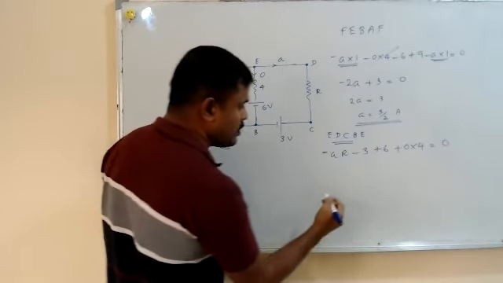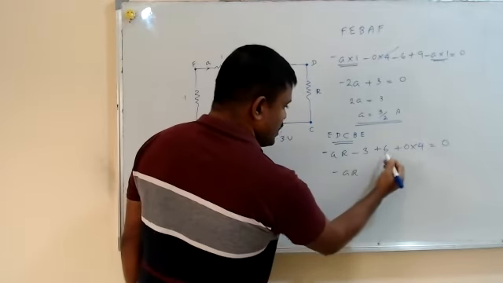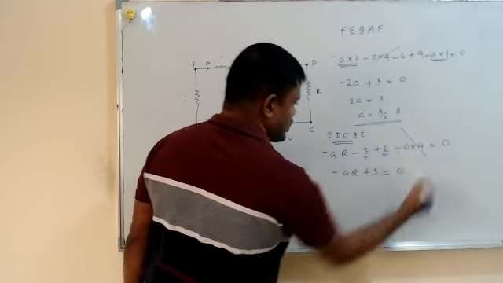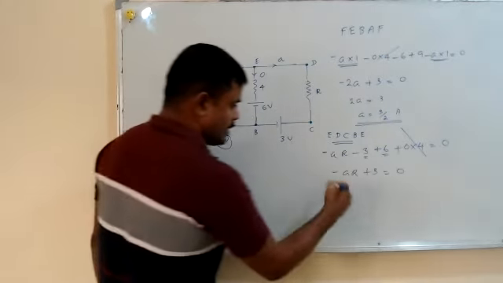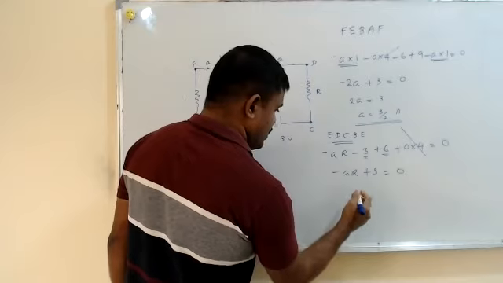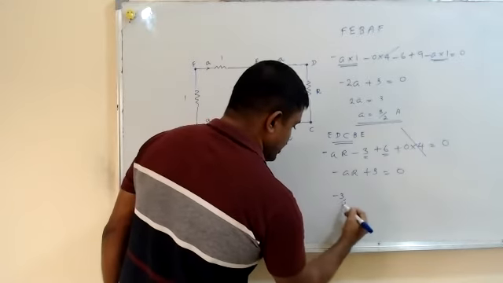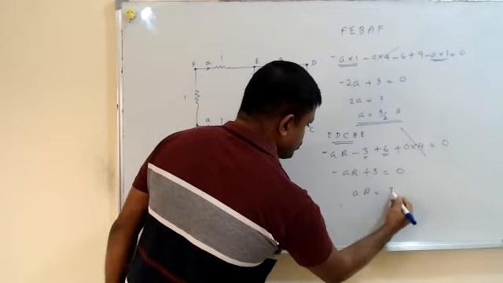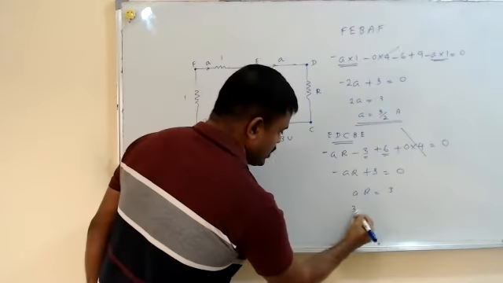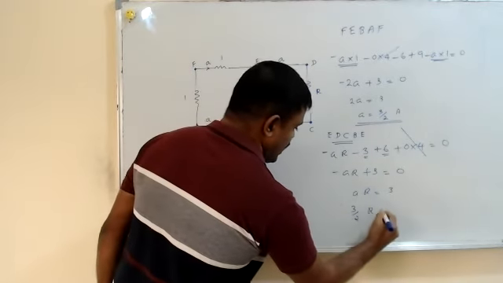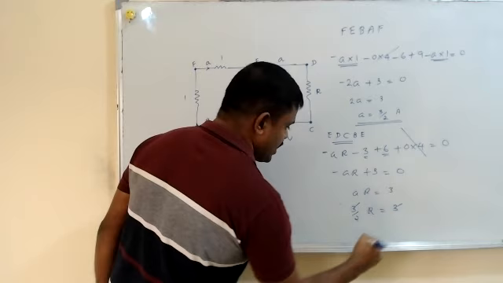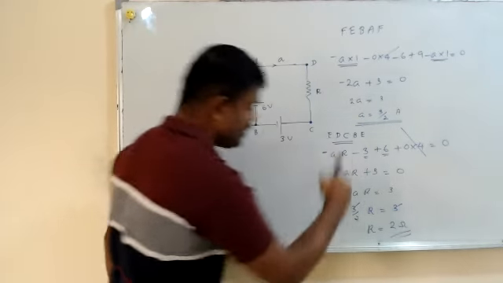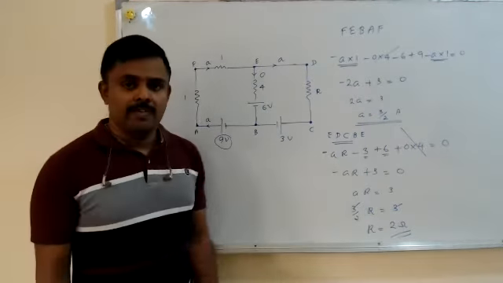What do we have now? This is minus AR plus 6 and minus 3, plus 3 should be equal to 0. This is 0, right? 0 into 4 is 0. Then I can take this to the right hand side. AR is equal to 3. A value is how much? 3 by 2 into R is equal to 3. 3 and 3 are cut. So R will be what? 2 goes to the right side. So 2 ohm will be the final answer.